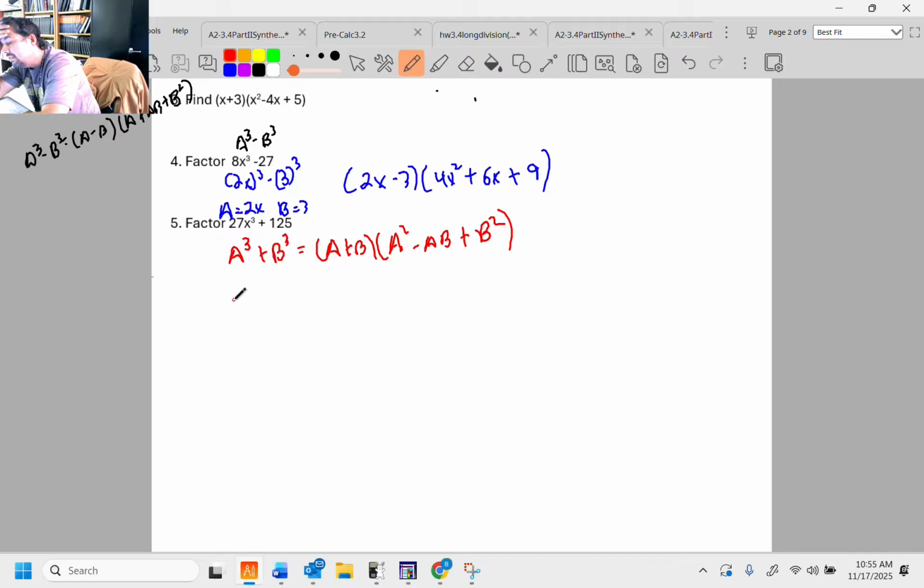All right, so what do I see? I see a 3x that's cubed plus a 5 that's cubed. Everywhere I see an A, I'm a 3x. Everywhere I see a B, I'm a 5. I could have sworn I'm changing to black.